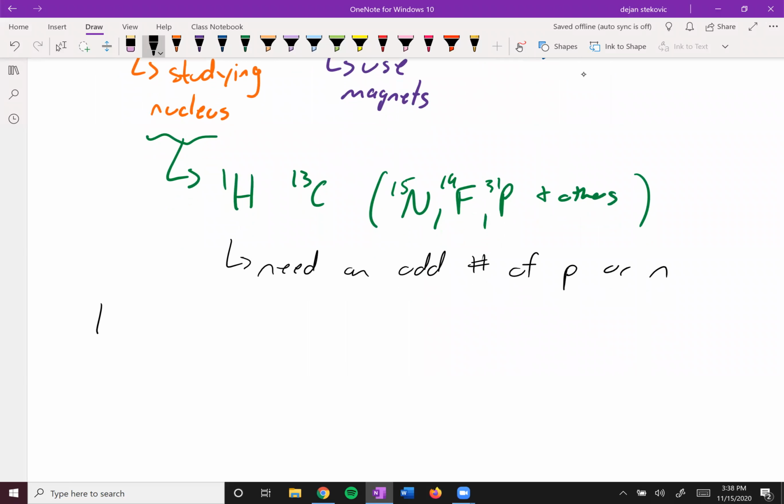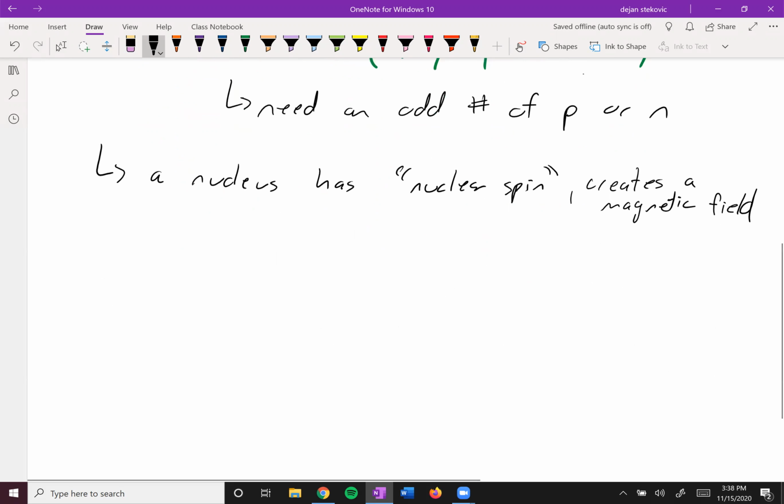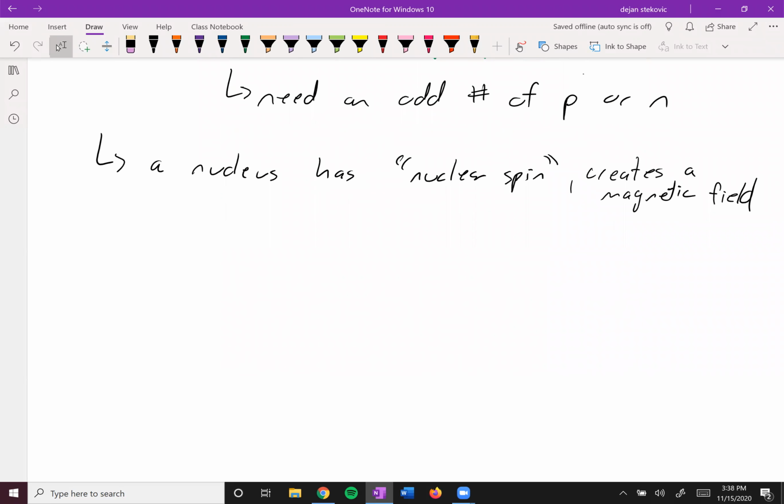And the reason that you need an odd number is because a nucleus has what's known as nuclear spin. And it's not really spinning, but it's somewhat spinning. And so what this does is it creates a magnetic field. And so we can talk about this magnetic field as an arrow, right? Kind of a north-south type of thing, or just as an arrow. And so under normal conditions, these spins can be facing whatever direction they want.